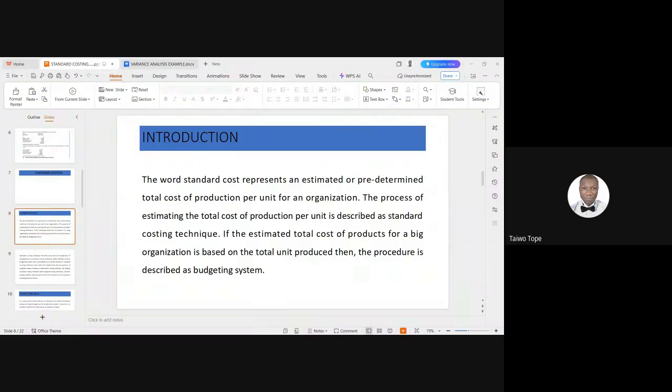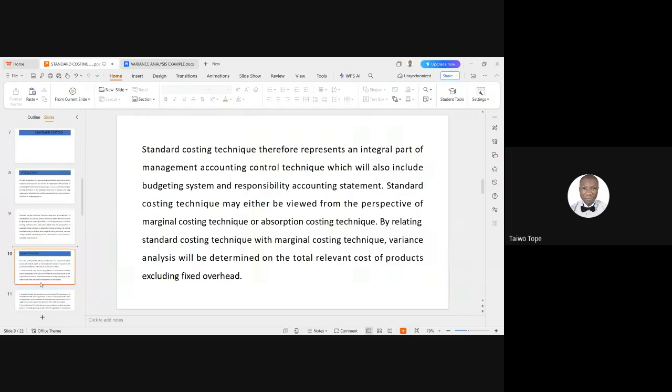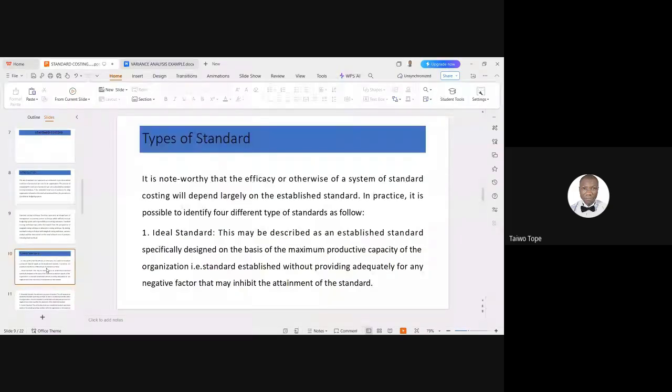So looking at this standard costing, there are various forms of standard. There are various types of standard. We have ideal standard. Ideal standard. I'm taking my time to explain this. A question can come in a written form. You should know it. Ideal standard.